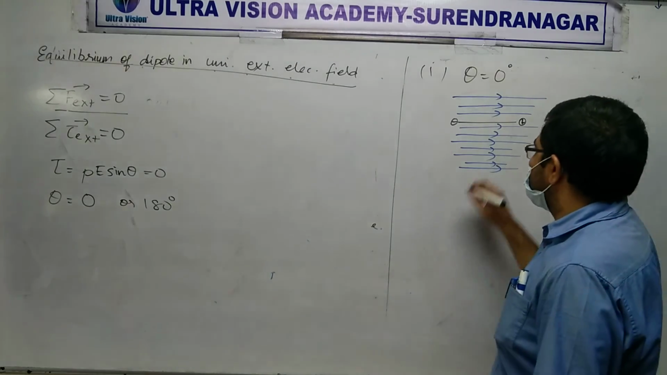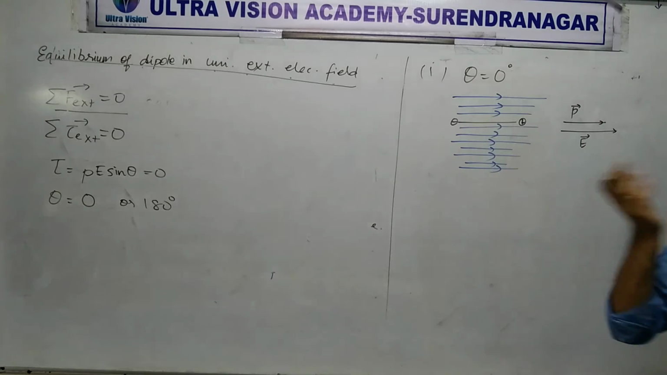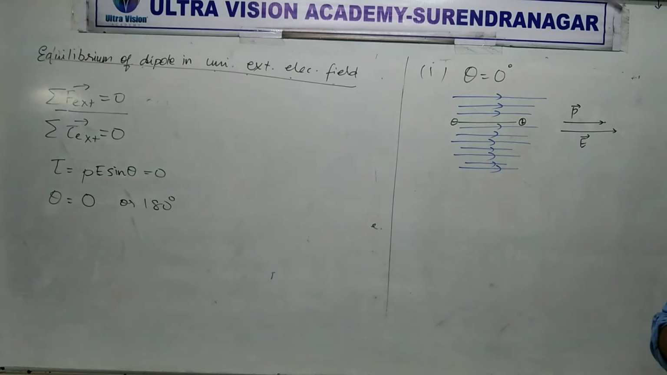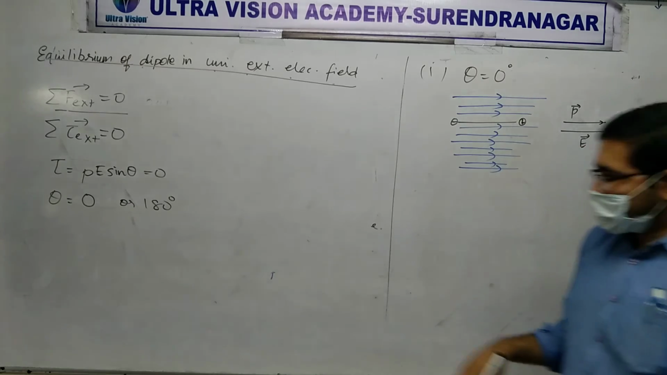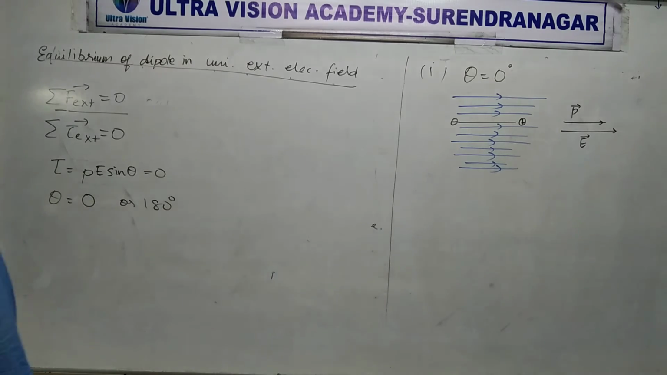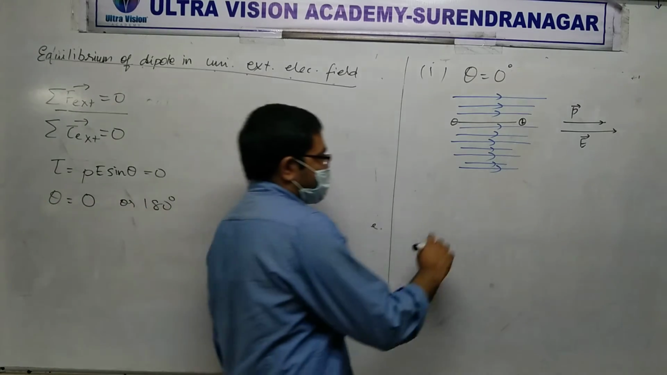Right. So we are going to decide whether this is a stable equilibrium or an unstable equilibrium. Do you remember the meaning of stable and unstable equilibrium? If you displace it, it comes back to the same point. That's called stable equilibrium. If you displace it and it goes away, that's called unstable equilibrium. Understood?